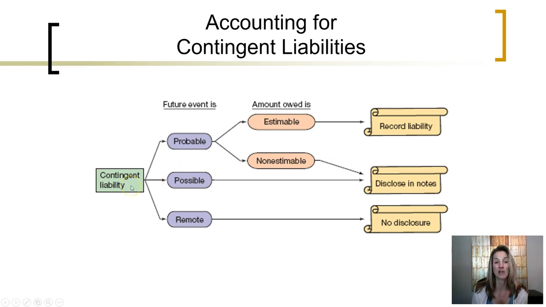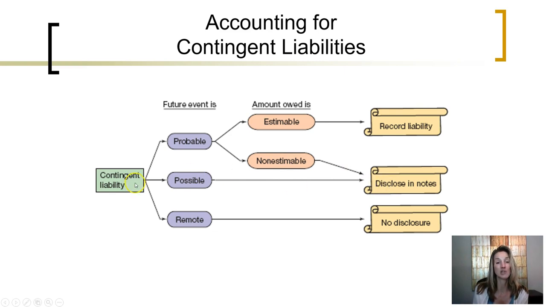If a contingent liability is just possible, in other words, the future event or the lawsuit being brought against the company is possible, but not probable, then GAAP tells us to just disclose it in the footnotes. By disclosing in the footnotes, we are allowing readers or users of the financial information to be aware that there is a possibility, either possible or probable, that there will be a future lawsuit, a future liability.